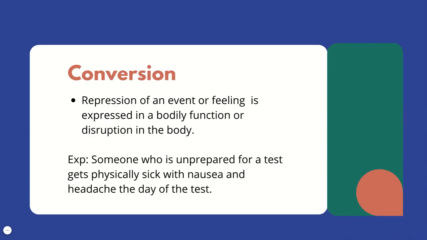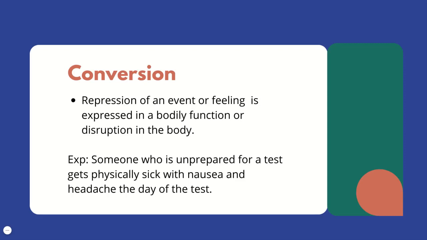Conversion. Repression of an event or feeling is expressed in a bodily function or disruption in the body. When you see conversion, a memory trick is that you should automatically think of some physical symptoms. We know that our way sometimes of trying to repress certain feelings or memories, it will come out in certain ways in the body, right? That might be in headaches, that might be in chest pain. We know that there is a definite mind-body connection.